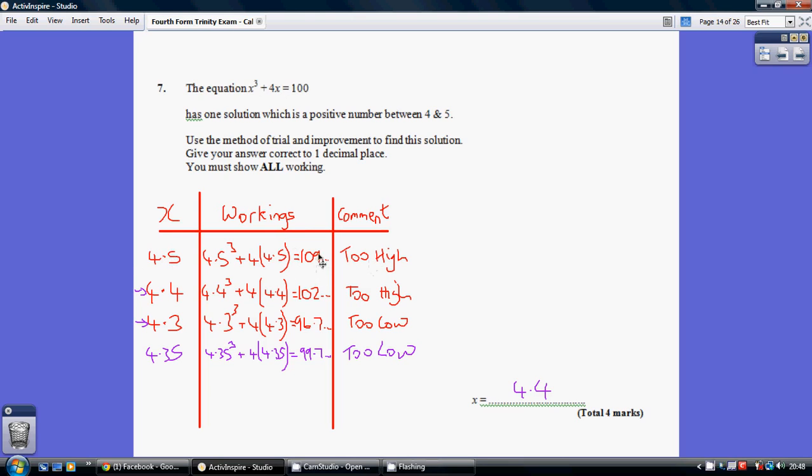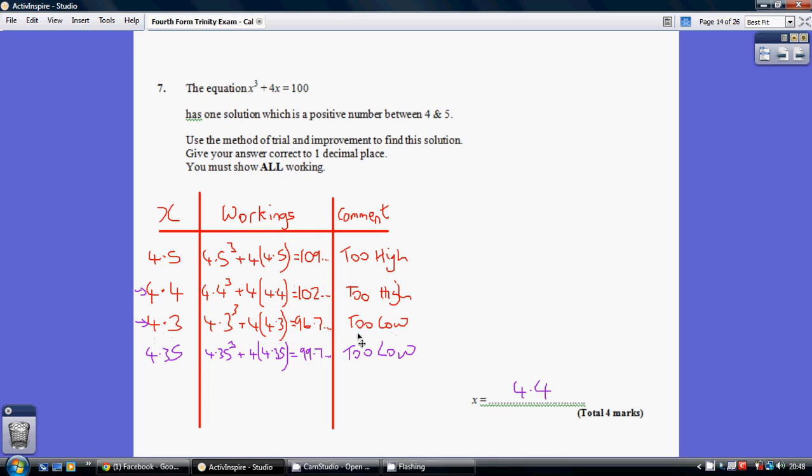Now because it was quite close, I've tried 4.4. That probably wasn't very wise. We do encourage you to sort of split the difference. So really 4.3 might have been a better second option. But anyway, I did 4.4, so I substituted that in. I got 102. That was still a bit too high, so I then went down to 4.3 and substituted that in and got 96.7, which is too low.